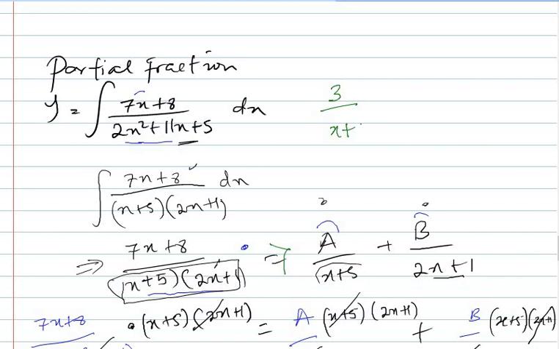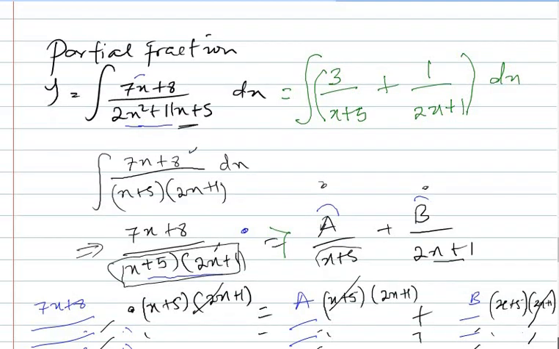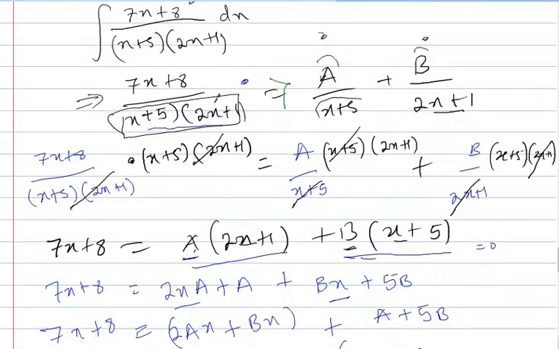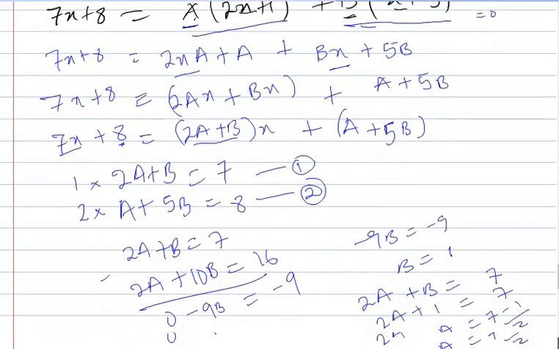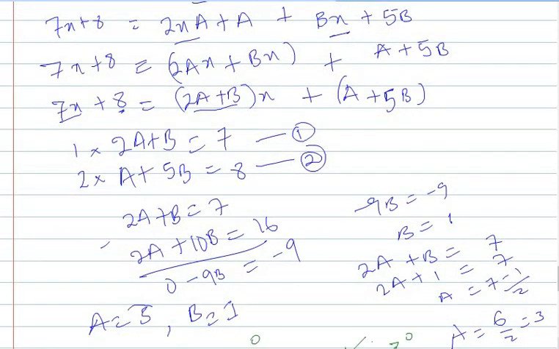x plus 5, and then plus our B is 1 over 2x plus 1, then the integral of the whole thing dx. So this should be equal to this. Integrating this is very easy. Just use the normal method since we have separated it into partial fractions. So let's solve it here.